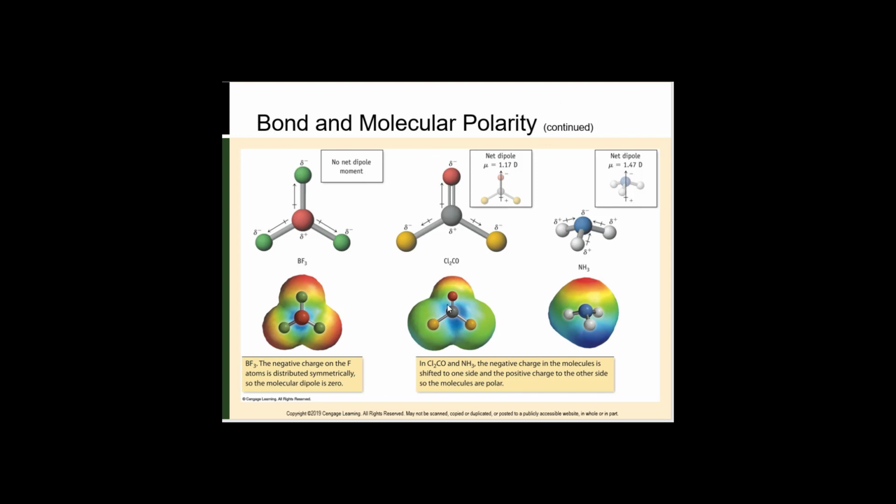So we can see by looking at this picture that there is a greater, red indicates a negative charge and blue is a positive charge. We can see that there is an asymmetry. We can see the symmetry around this one. They're all, each end is alike. This is not.